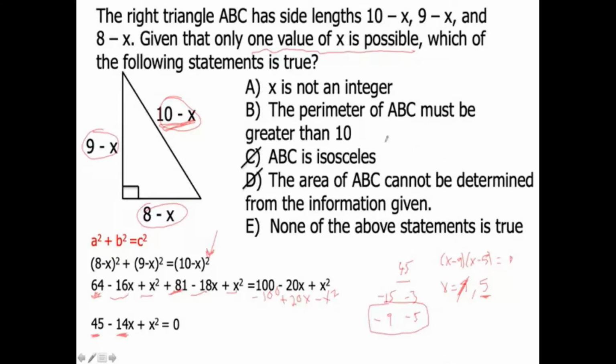And if x is 5, then I'm going to plug it in to the expressions here. 10 minus 5 is 5. 9 minus 5 is 4. And 8 minus 5 is 3. So 3, 4, and 5. x certainly is an integer. And the perimeter of ABC does have to be greater than 10. 5 plus 4 is 9, plus 3 is 12. So the correct answer is B.